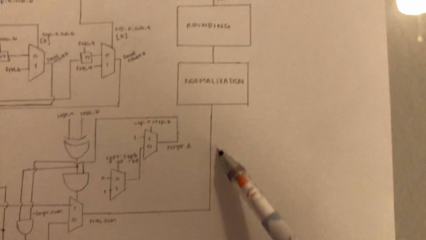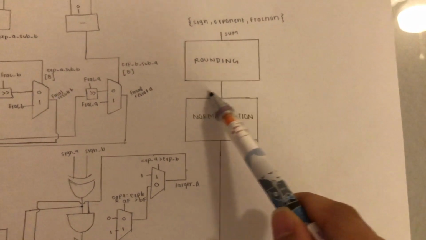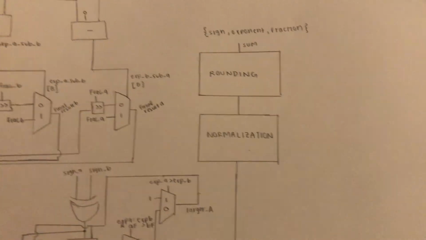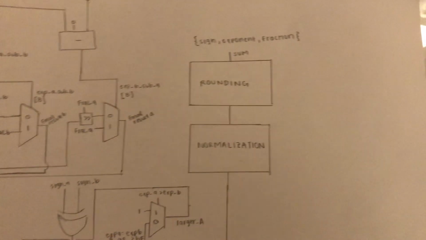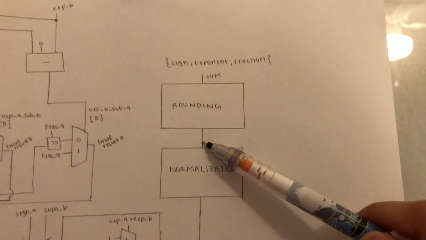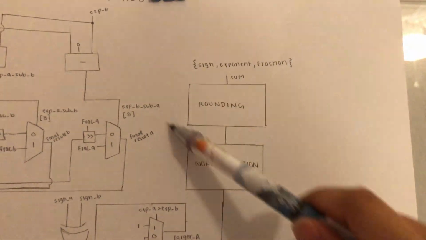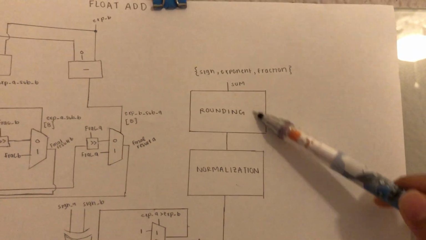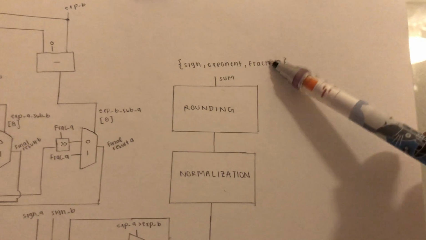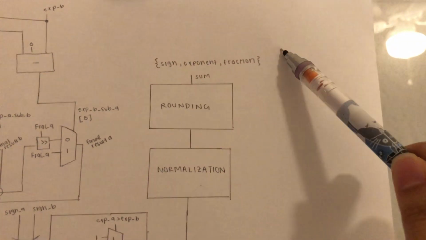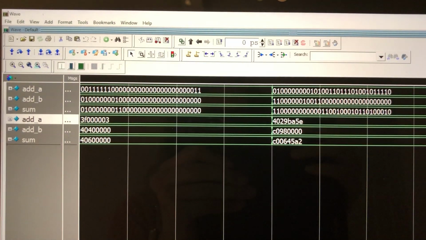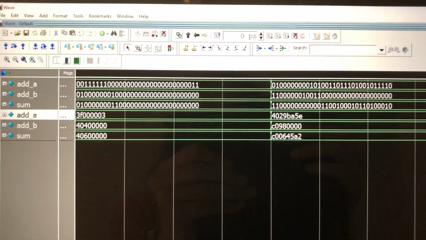Then the output is passed to the normalization unit, where there's a bunch of multiplexers that determine whether or not we need to shift the mantissa. And then, as a future step, I would like to include rounding into the floating point addition unit. And once we accomplish rounding, then we can put the sign, exponent, and fraction into a value that is passed out as the sum. Here we can see that A and B are added correctly and outputted onto the sum line.